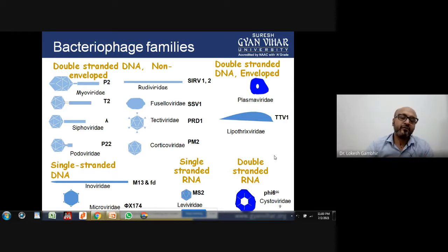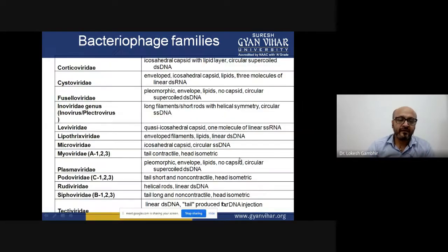So when we are talking about these families, let us talk about what the resemblance and the difference between these viruses is. When we are talking about the Corticoviridae, we are talking about the icosahedral capsid. It contains the capsid layer. It contains the supercoiled double strand DNA also.